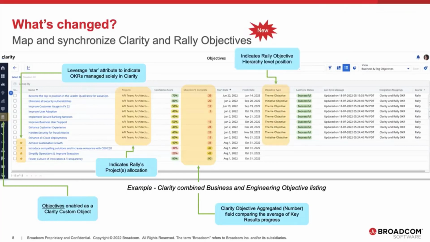The objective type really represents the Rally objective hierarchy level position. OKRs in Rally have a hierarchy as well, just the same as how they look at portfolio items in a hierarchy. The two messages here, last sync status and last sync, have been extended and now support OKRs, but that indicates that last sync from Rally, was it successful or failed, with date and time information.